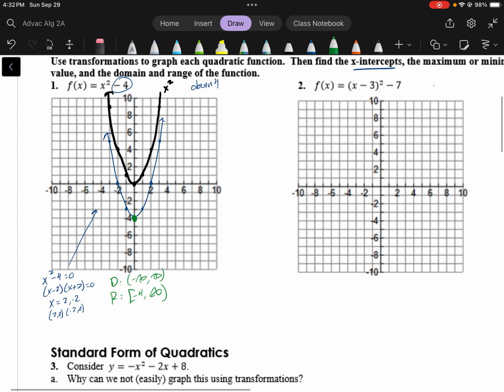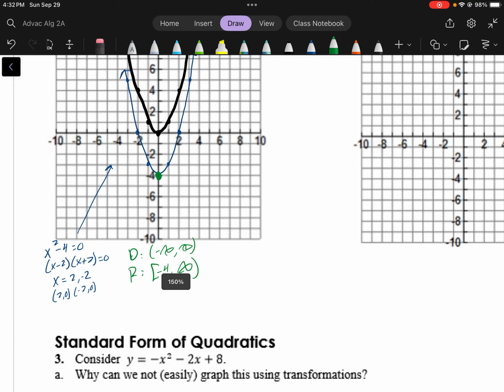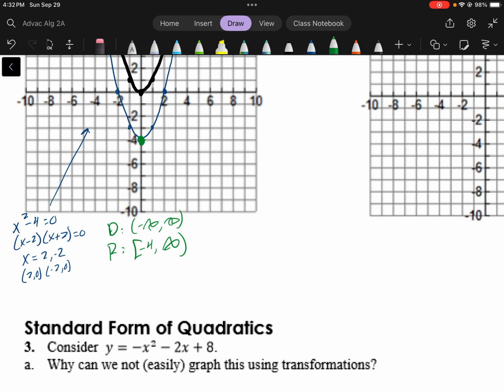Okay, something that's a little bit new is it even asks for the minimum or the maximum. Well, this one, it has a minimum because at its lowest point, we have a specific value. You might be thinking, well, the maximum point's infinity, but that's not a point. So we're going to say the minimum, if I can write, minimum is, the minimum value is, in this case, -4.